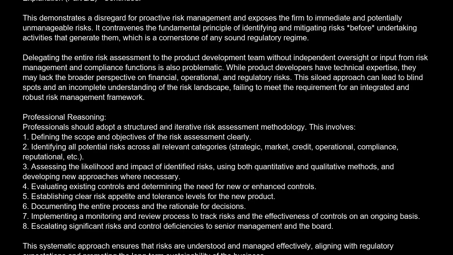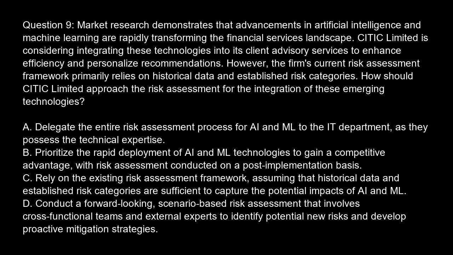5. Establishing clear risk appetite and tolerance levels for the new product. 6. Documenting the entire process and the rationale for decisions. 7. Implementing a monitoring and review process to track risks and the effectiveness of controls on an ongoing basis. 8. Escalating significant risks and control deficiencies to senior management and the board. This systematic approach ensures that risks are understood and managed effectively, aligning with regulatory expectations and promoting the long-term sustainability of the business. Question 9.